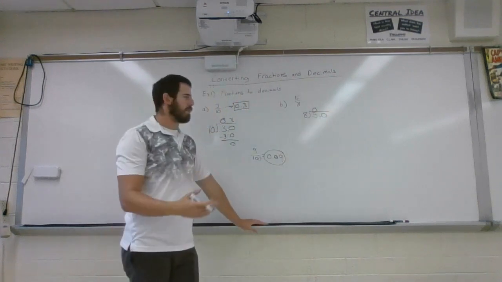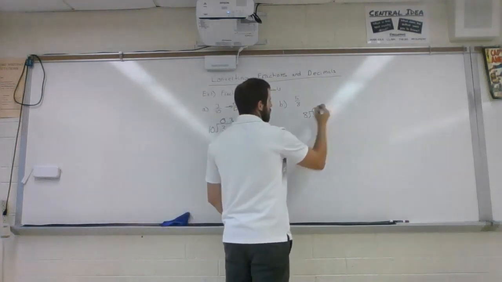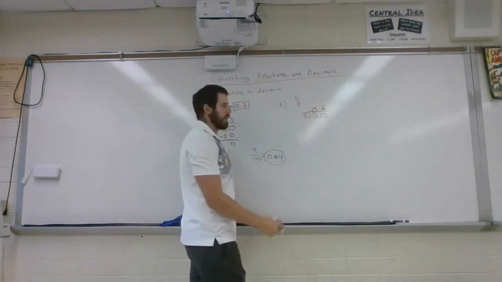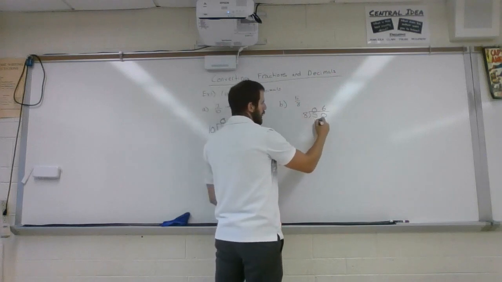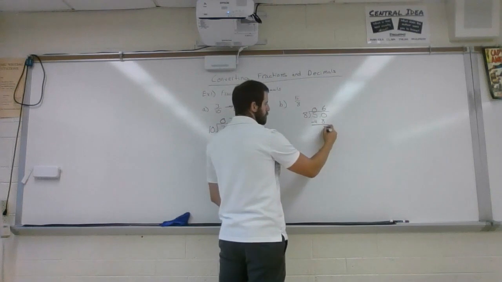Then we go 8 going into 50. How many times does 8 go into 50? Well, it goes in 6 times. I multiply and subtract. 6 times 8 gives me 48. Subtract, I get a 2. I bring down the 0.